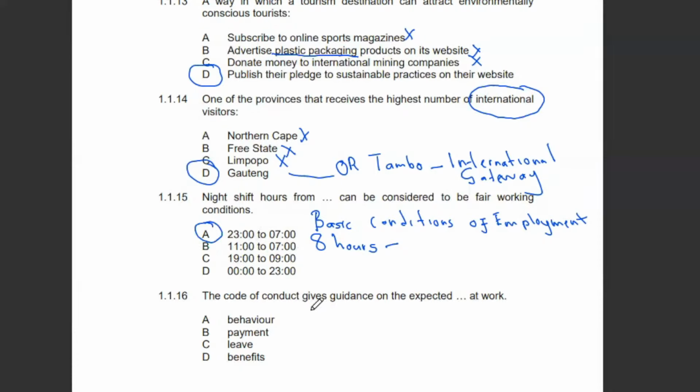The same applies to option C, whereby someone starts working from 7 p.m. up to 9 a.m. the following day. That goes against the stipulated conditions in the Basic Conditions of Employment Act. The same applies to option D, whereby someone works from midnight up to 11 p.m. the same day, which is almost 23 hours of work, and it is considered unacceptable. So option B is out, option C is out, and option D is out.